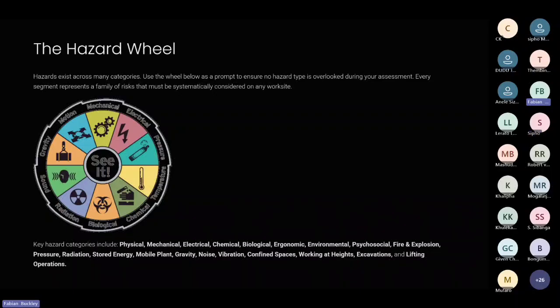Yeah, so your temperature extremes is both hot and cold. Not only hot. A lot of people misinterpret this as only heat, but extreme cold is also a hazard as well. All right, chemical.